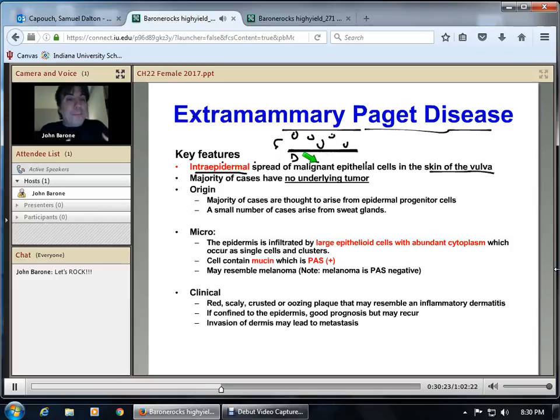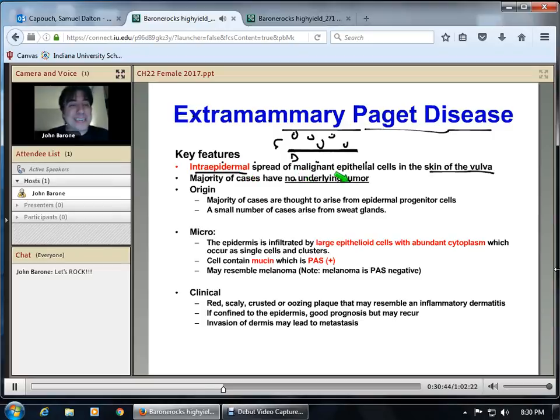So when it's in the nipple, there's always a breast cancer that you have to find in the breast. So in the breast, you always have to look for an underlying tumor. In the vulva, there's no underlying tumor. So you just resect the area that's involved and you're done. You don't have to look for any other tumor, because in most cases there's no underlying tumor.